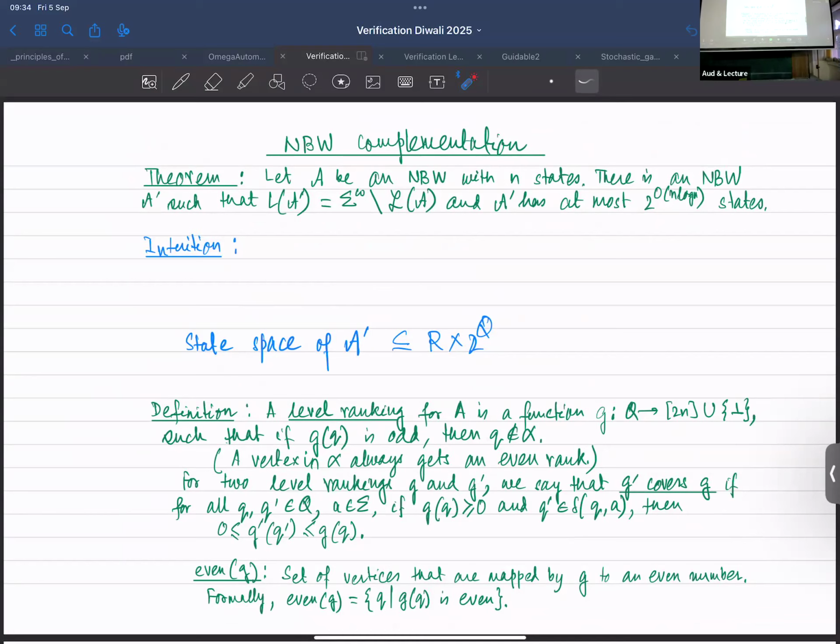How? If we had an NBW with n states, then we are trying to guess a ranking function, an odd ranking function, for the complement automaton. And what was the acceptance condition for that complement automaton? How did we define that? So the acceptance condition for the complement automaton. We had the odd ranking function, and we also had something more. There was one more component, right? If you see here, it was like this.